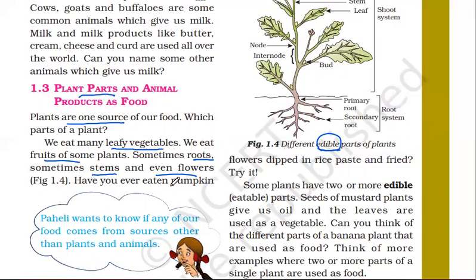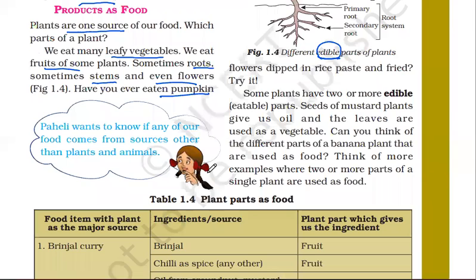जैसे अगर आपने कभी pumpkin खाया है, कद्दू, have you ever eaten pumpkin, right? तो pumpkin में क्या होता है? Have you ever eaten pumpkin flowers dipped in rice paste and fried? Pumpkin के flowers को क्या करते हैं? Rice के paste में dip किया and then उसको deep fry करते हैं, right? And it means the pumpkin flowers are edible here, no?